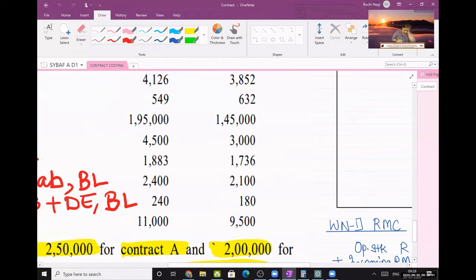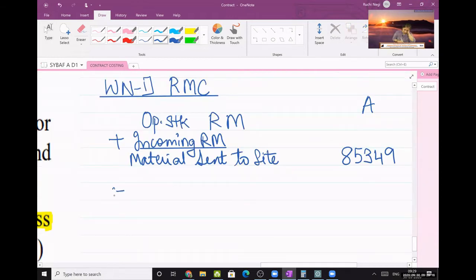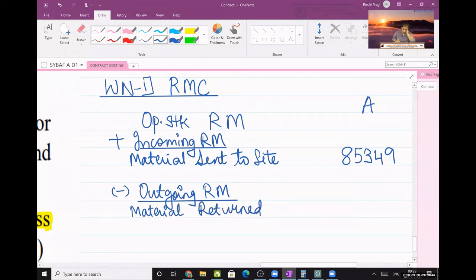Material return to store, 549 and 632. So less outgoing of raw material. In short, I'm not doing debit credit, I'm using the statement. This is better, easy. आप डेबिट क्रेडिट भी कर सकते हो. Material sent to site, you can debit the contract; material return to site, you can credit the contract. I guess this logic will be very easy for you to understand.